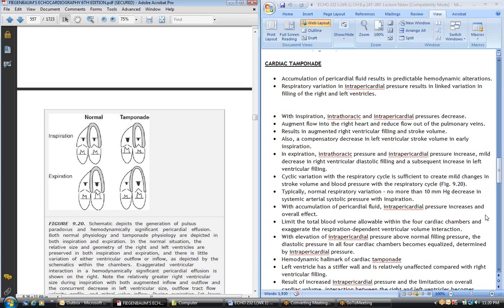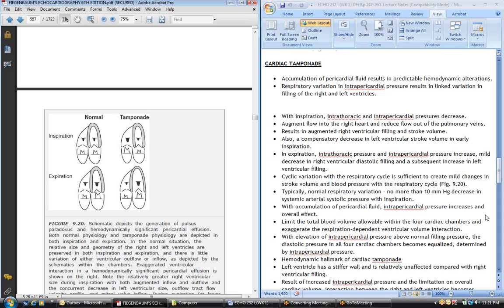Typically, normal respiratory variation is no more than 10 millimeters of mercury decrease in systemic arterial systolic pressure with inspiration. But with the accumulation of pericardial fluid, intrapericardial pressure increases the overall effect. It limits the blood volume allowable within the four cardiac chambers and exaggerates the respiration-dependent ventricular volume interaction. We're talking about cardiac tamponade from pericardial effusion. With elevation of intrapericardial pressure above normal pressure, the diastolic pressure in all four cardiac chambers becomes equalized, determined by interpericardial pressure.